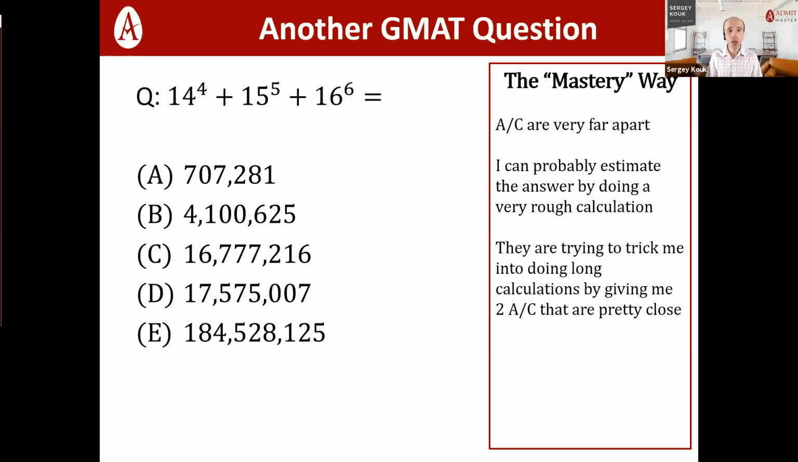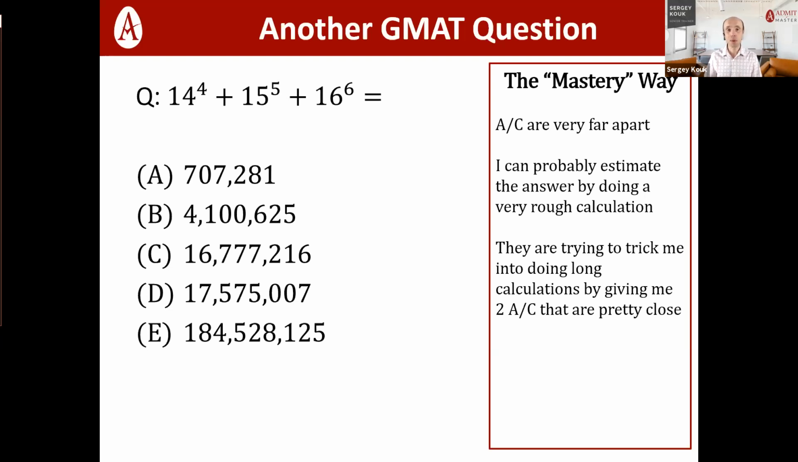So what are many people going to do? They're going to say, okay, I'm going to estimate. I've learned some advanced strategies. I'm not just going to calculate, I'm going to estimate. And when they estimate, what's going to happen? They'll end up being close to C or D. And the GMAT knows that.